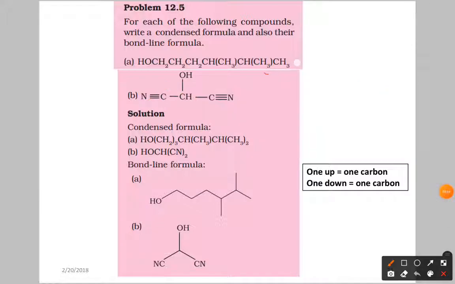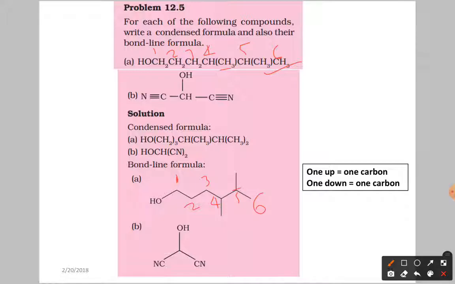Next we have the bond line formula of this one. In the bond line formula, count the number of carbon atoms. Here, numbering 1, 2, 3, 4, this is a substituent. Then after that, 5. After that we have one more carbon in the line, meaning this is the 6th carbon atom. So here you can write 1, 2, 3, 4, 5, 6.